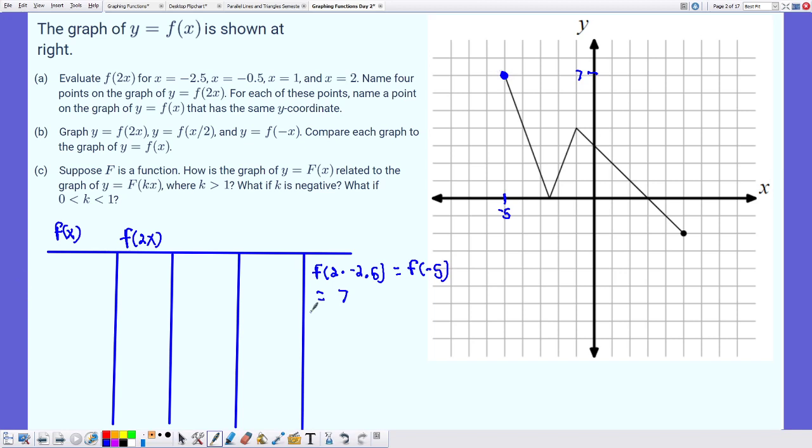Okay, now let's carry on. f of 2 times our next x value, which is negative 0.5. And 2 times negative 0.5, or simply negative 1, is f of negative 1. Now, that would have a corresponding y value of, well, negative 1 on the x-axis corresponds to positive 4 on the y-axis, that point right there.